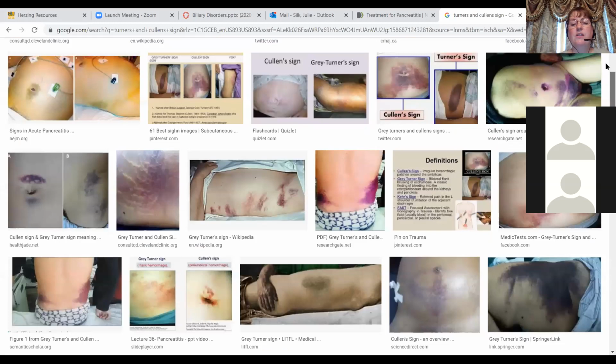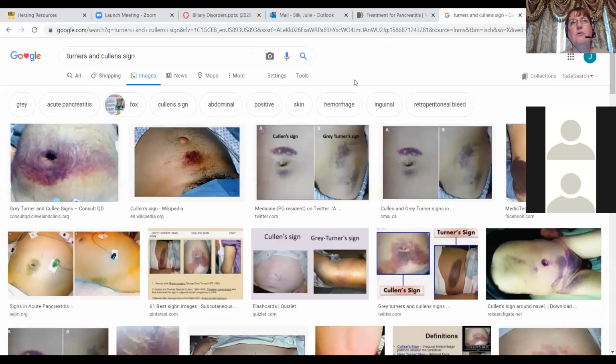So this is something that is specific to acute pancreatitis, and it could be indicative of possibly really serious issues. So definitely something you would want to know.